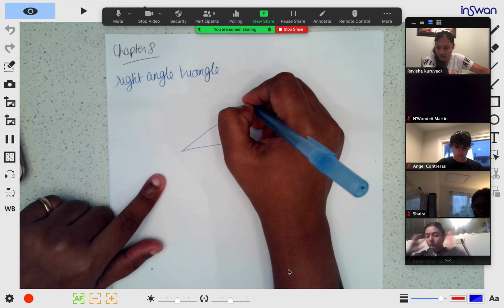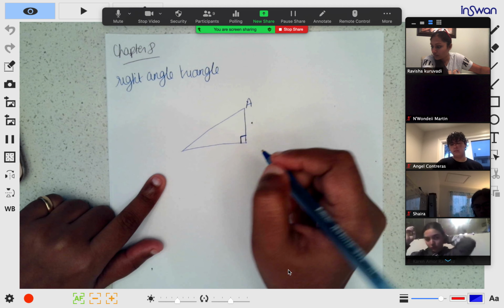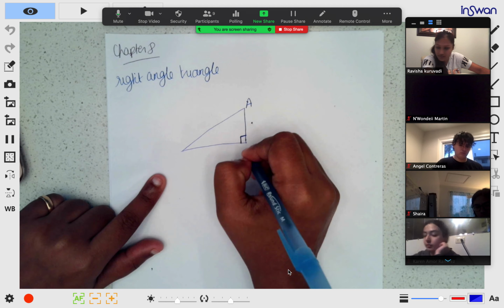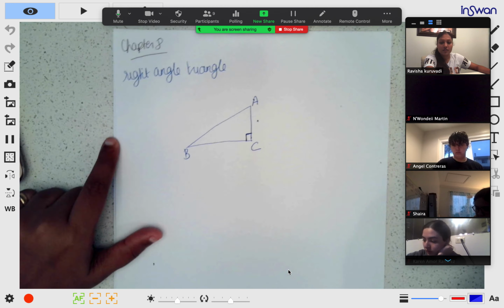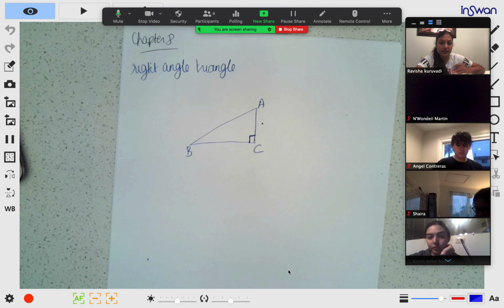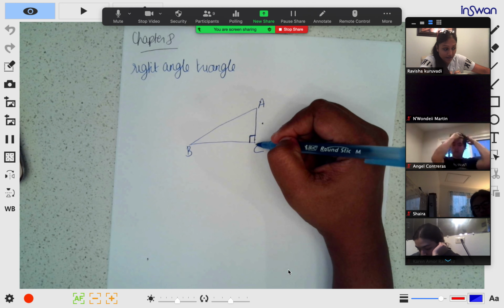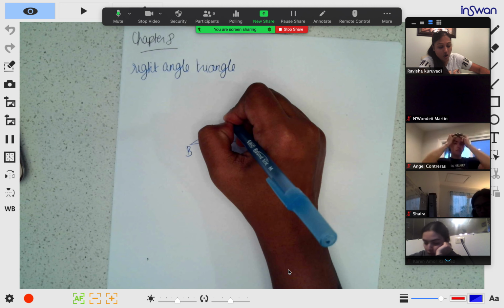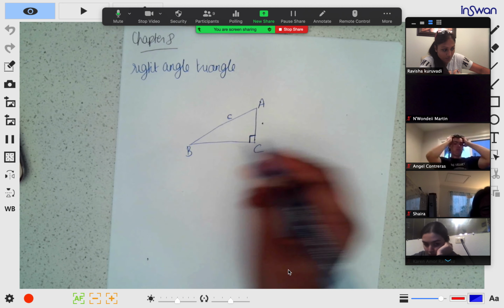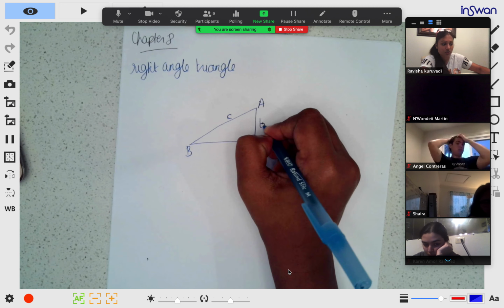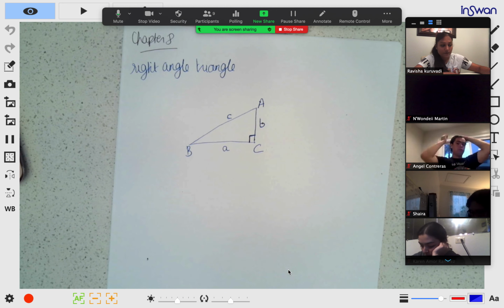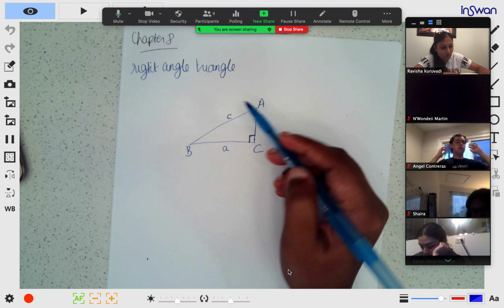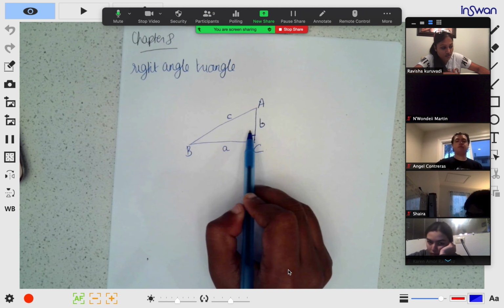You are given here, I name these vertices A, B, and C. Usually the notation we use is the side opposite angle C is small c, opposite B is small b, and opposite A is small a. So the side opposite this one is small a, opposite this one is small b, and this is small c.